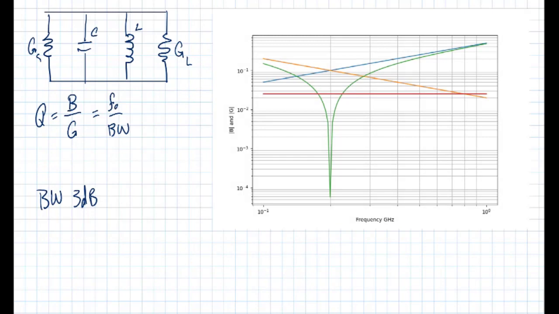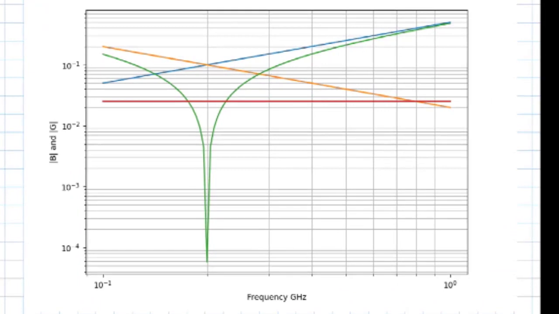And what we're plotting is the magnitude of the susceptance for the inductor, and that's shown in orange. So this is the magnitude of the susceptance for the inductor, and the magnitude decreases with increasing frequency. And this is once again a susceptance, which is 1 over reactance. And in the same vein, the susceptance of the capacitor increases with frequency, the magnitude of the susceptance.